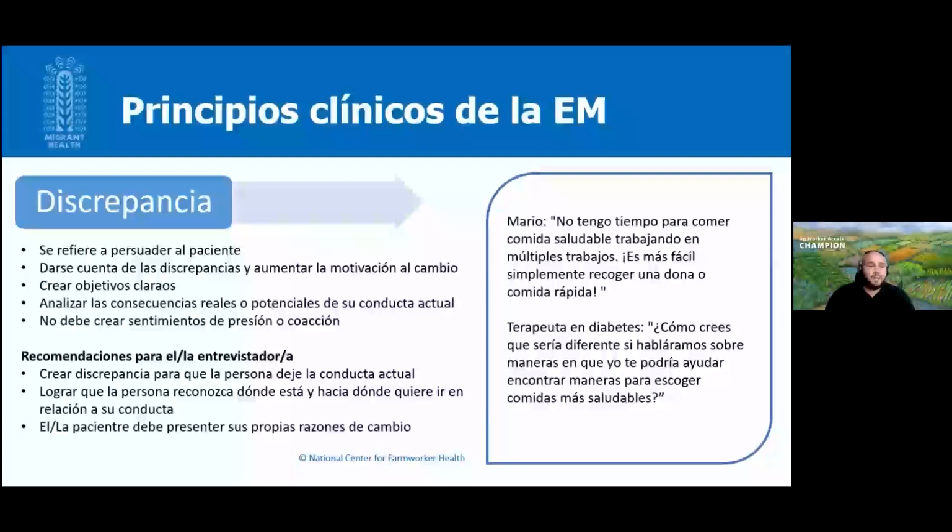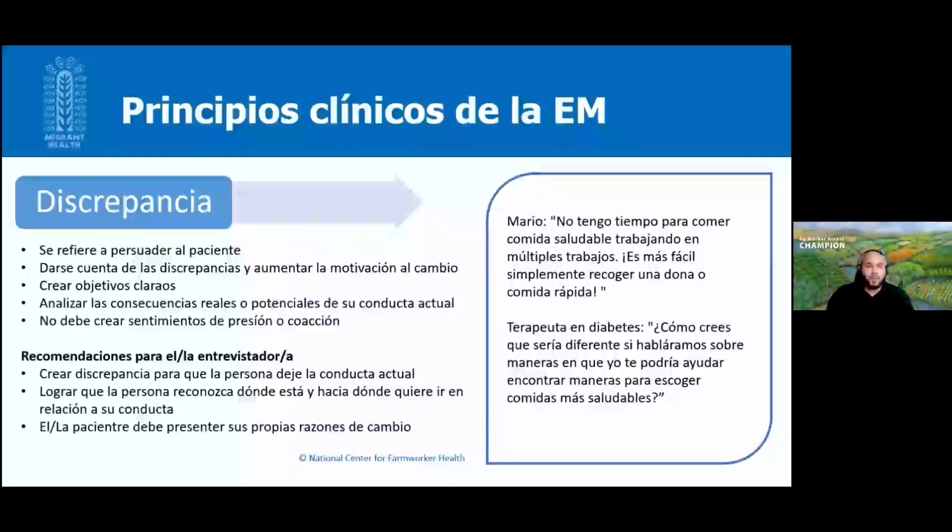So now we have another example. It's Mario. Mario says, I don't have time to eat healthy meals because I have several jobs. It's easier to just grab a donut or eat fast food. So the therapist may ask, what do you think could be different if we were talking about ways in which I could help you find other options to have healthier meals?